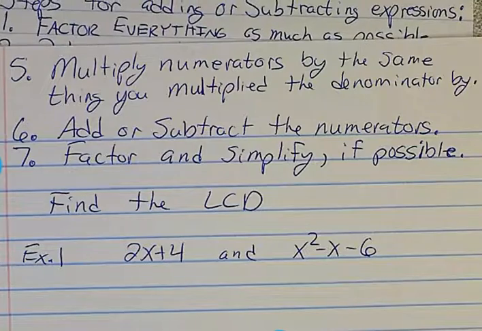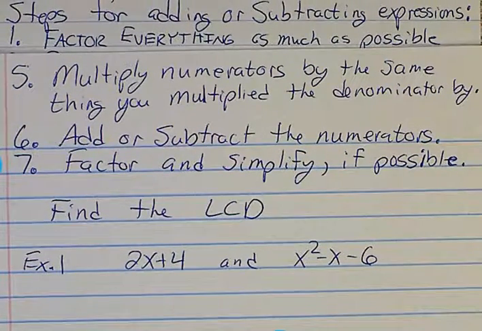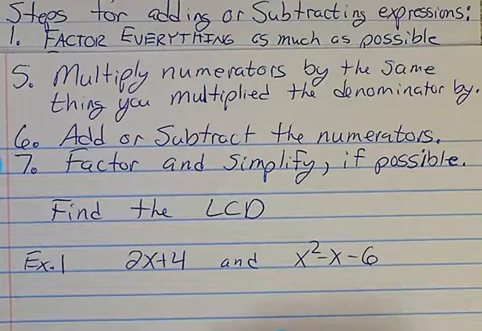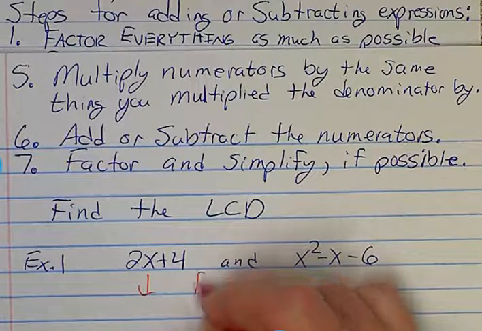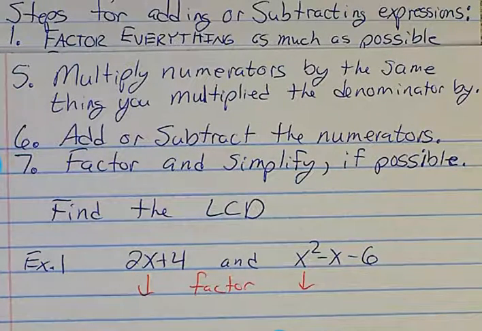Okay, and again, the very first thing we've got to do is back up here. We're going to take everything and factor everything as much as you possibly can. So, same thing here, we're going to factor. Alright, well 2x plus 4. Not a whole lot to factor, right?